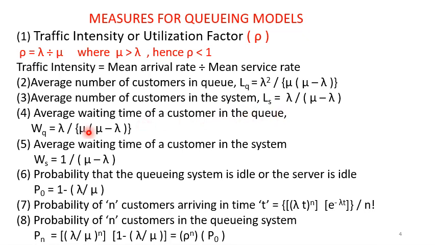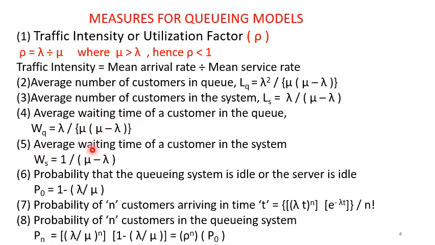So here, the fourth measure will be the average waiting time of a customer in the queue, WQ, which is equal to lambda divided by mu into mu minus lambda. It's the average waiting time of a customer in the queue. Sometimes in problems it will be asked what is the length of the queue and what is the average time that a customer will have to wait in a particular queue. You have to use this particular formula.